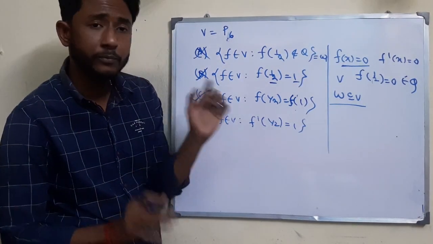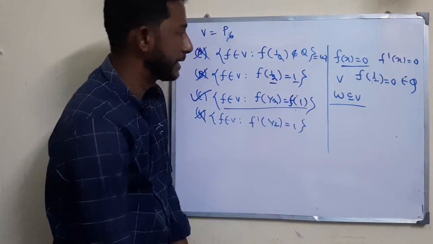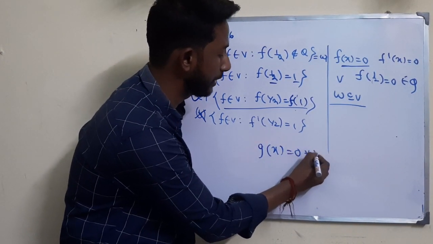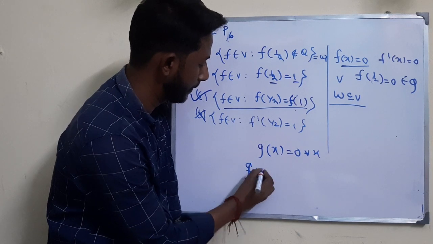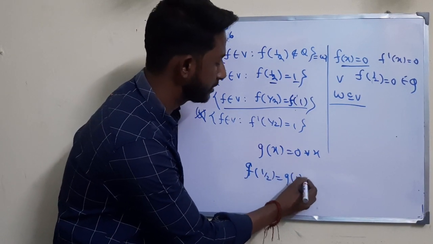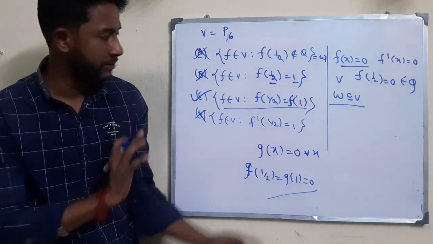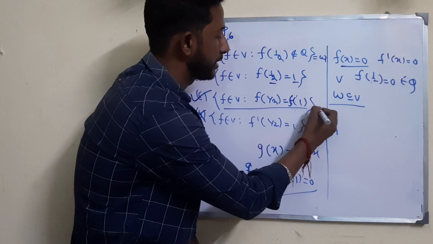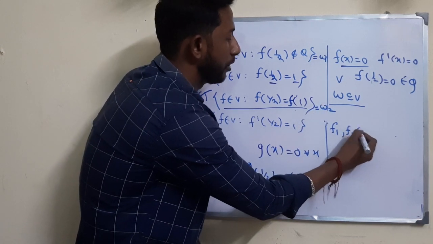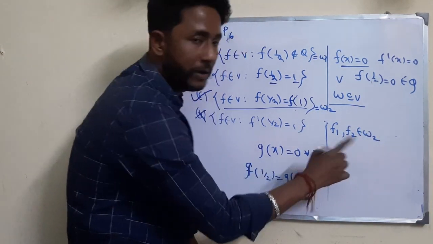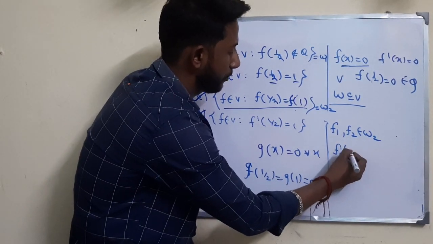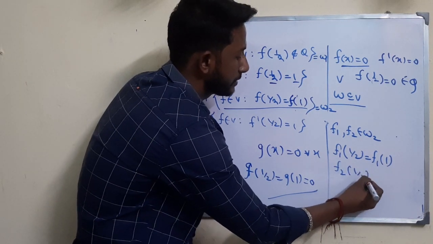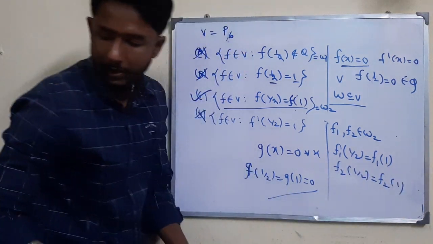Now I can prove it, as this contains the identity element. If g(x) is equal to 0 for all x, then g of half is equal to g of 1, which is equal to 0. So g belongs to this set. So this is a non-empty set. Now let us take two functions. I am considering this as W2, f1 comma f2 belongs to W2. If f1 and f2 belong to W2, then f1 of half is equal to f1 of 1 and f2 of half is again f2 of 1, right?